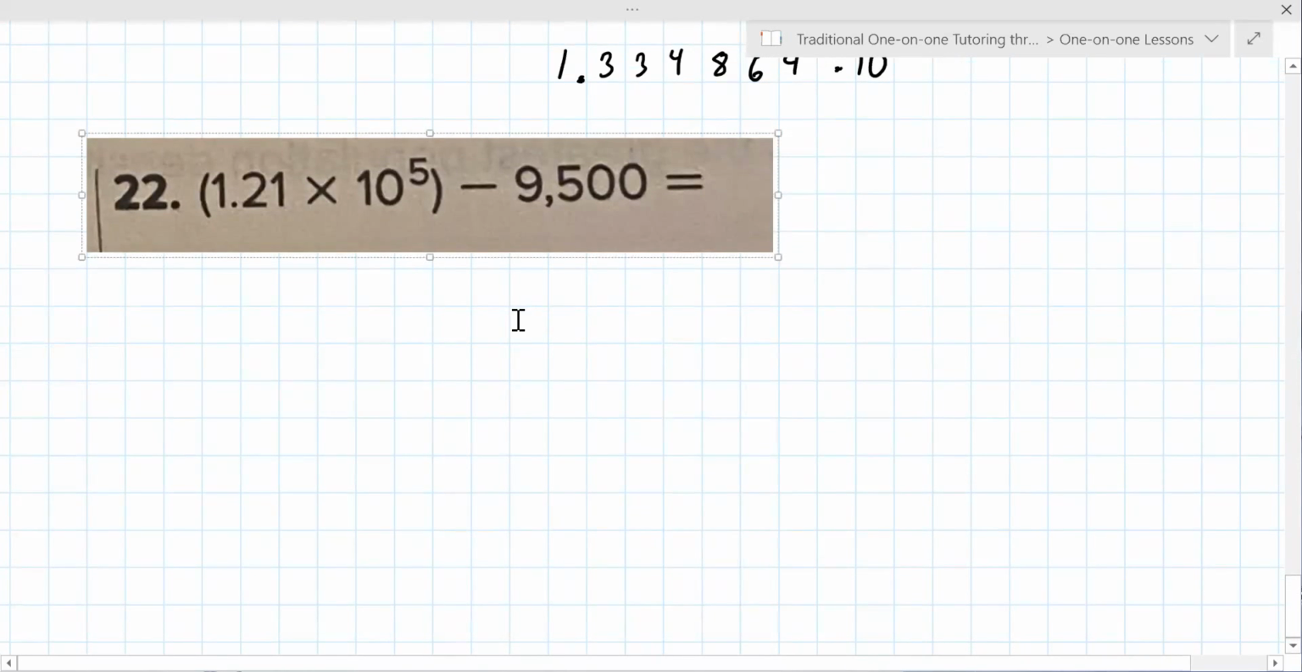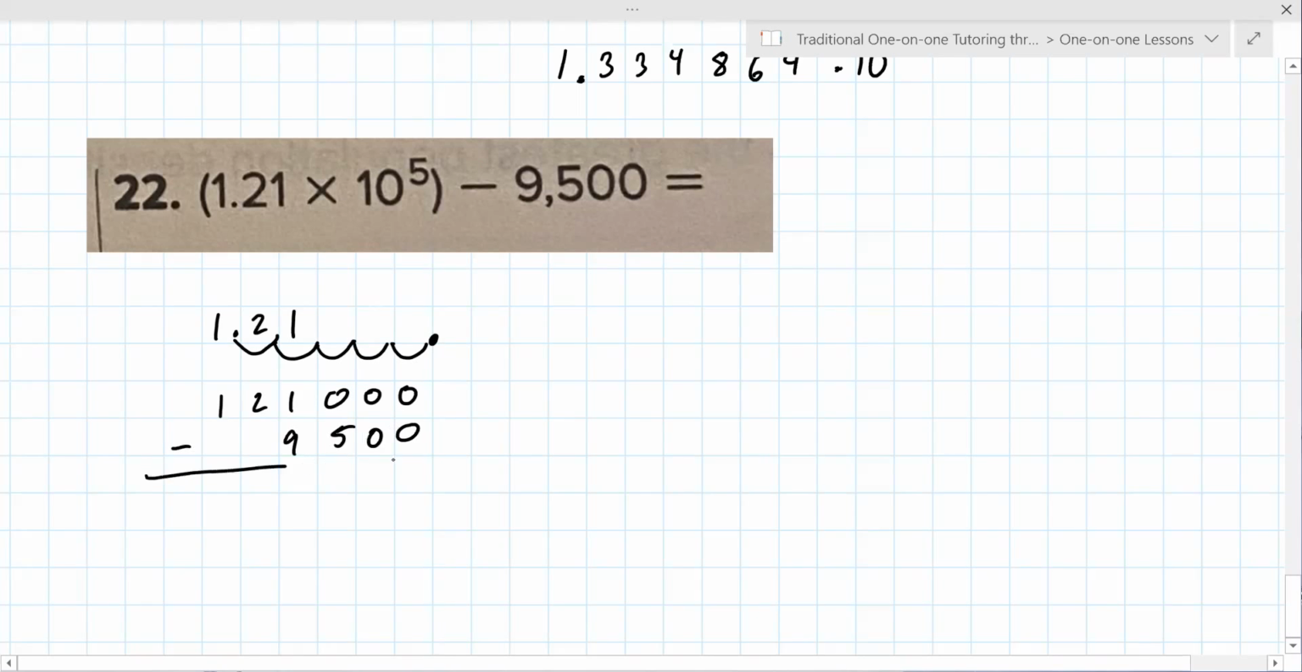So this one is kind of like the last in the sense that one number is in scientific notation and another is not. So you always go to the regular form or standard form. So 1.21 times 10 to the fifth. So I'm going to move that 1, 2, 3, 4, 5. So that becomes 1, 2, 1, and then I put 3 zeros there. You're subtracting 9,500. So if you haven't done this in a while, we can review this, or you can grab a calculator. It doesn't matter.